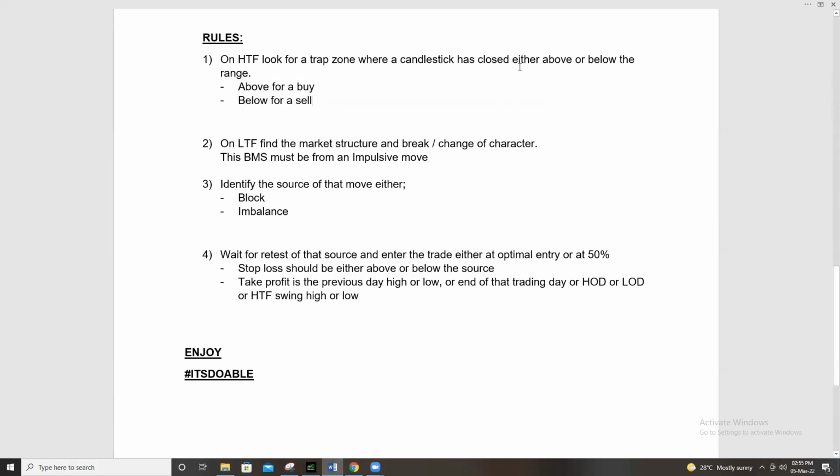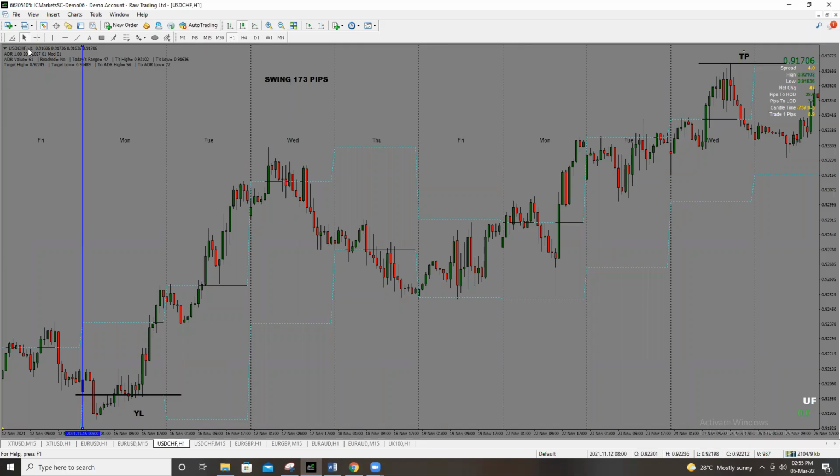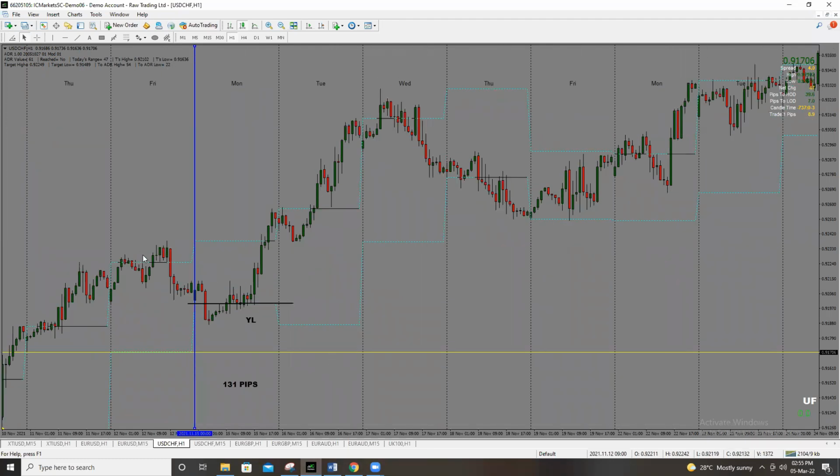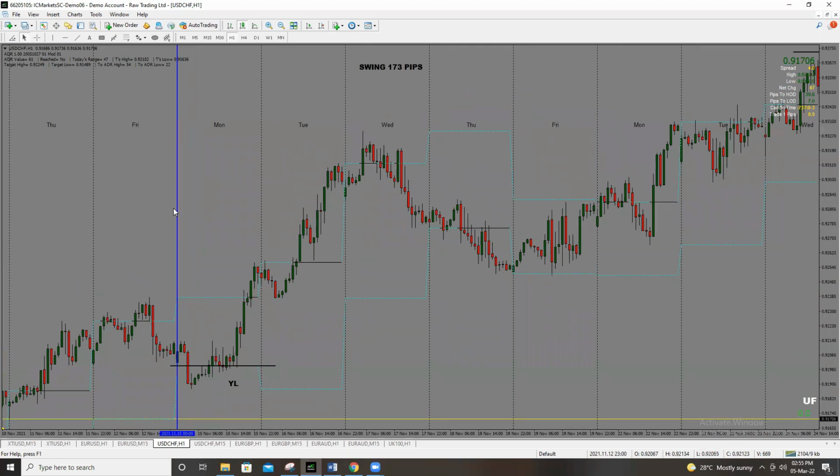I'm going to identify either yesterday's low or yesterday's high. Now, if you're using a customized template, there's usually a blue tracer. This blue tracer shows you the previous day high and previous day low, or yesterday's high or yesterday's low. So it's going to be very easy for you.